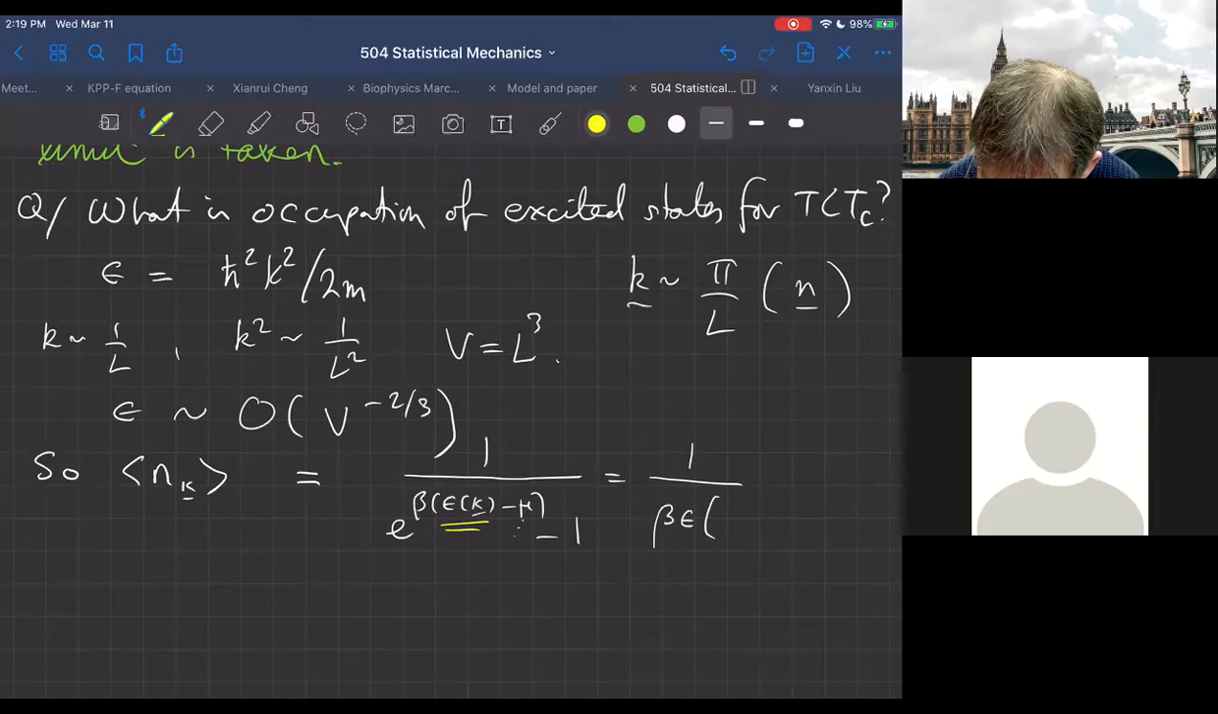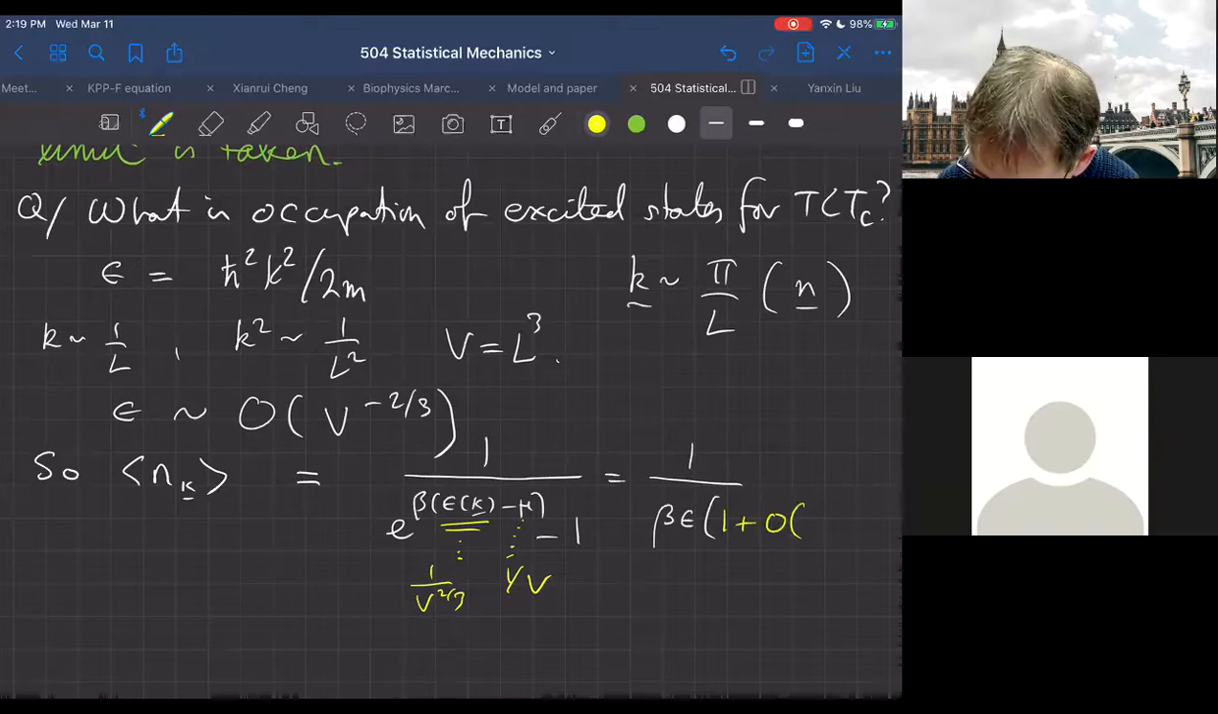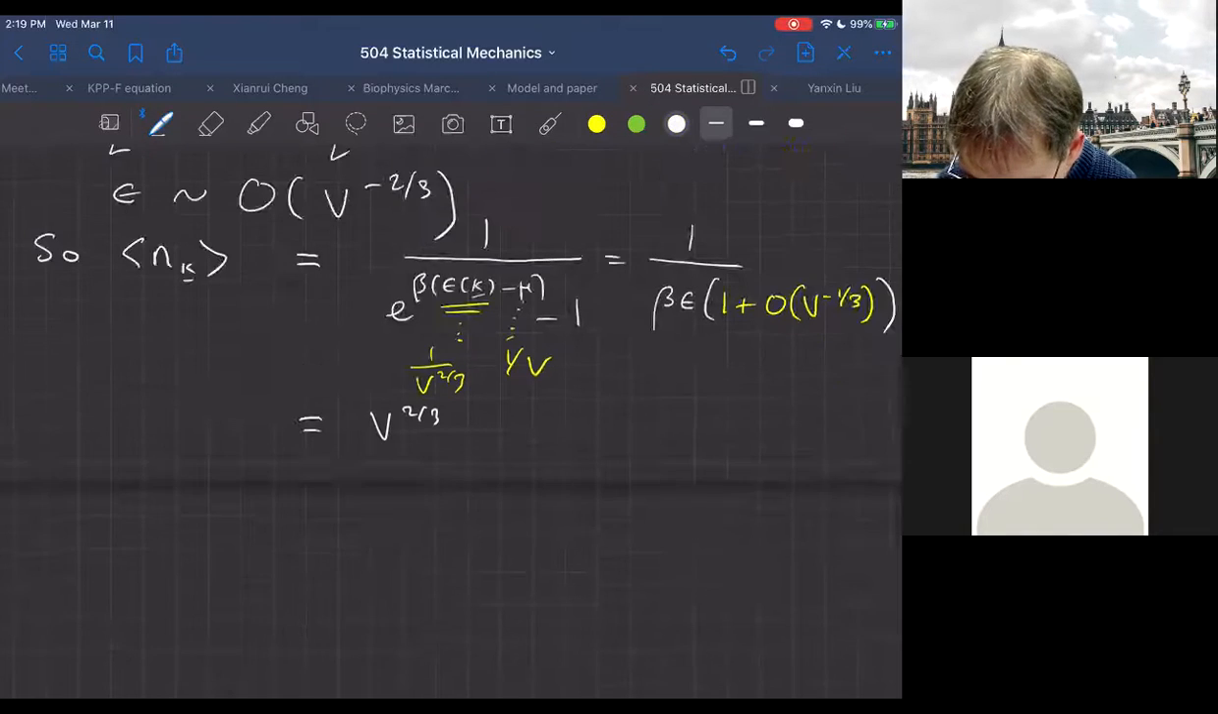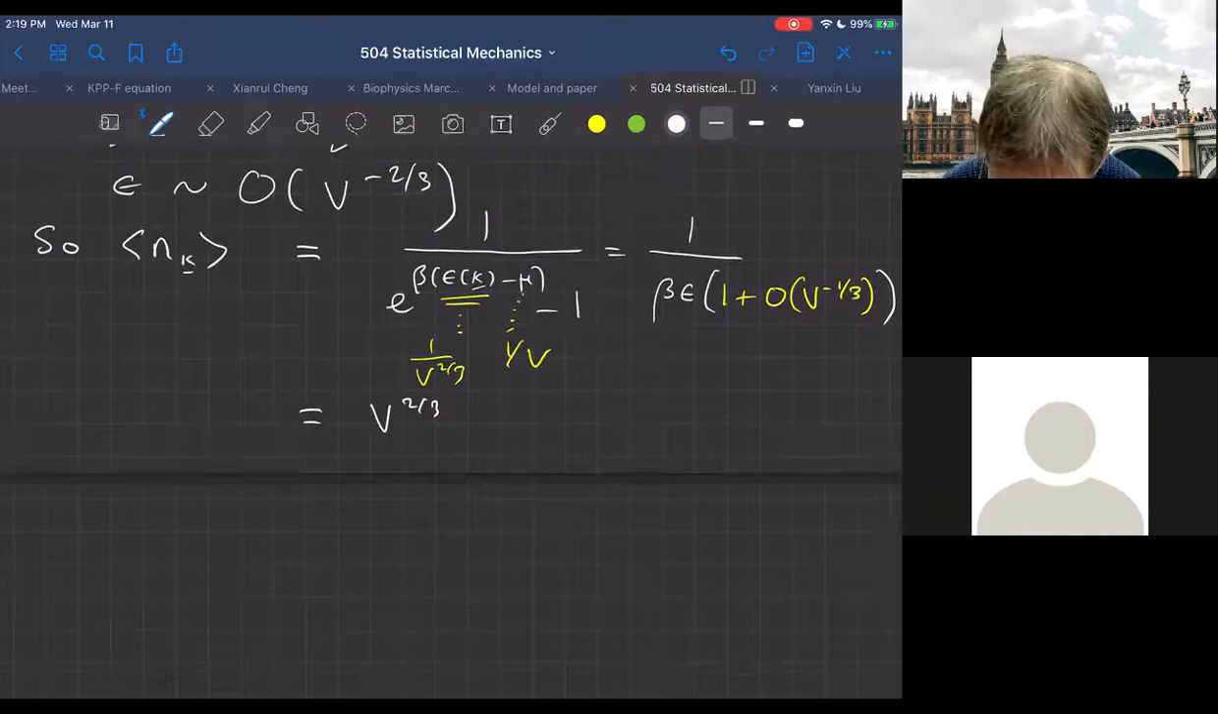So we know that mu scales like 1 over v. We know that epsilon scales like 1 over v to the 2/3. And so this thing is scaling like beta epsilon over 1 plus something that scales as v to the minus 1/3. And so that means that the expectation of n scales like v to the 2/3. Okay, so that's great. So now I want to work out the fractional occupation.